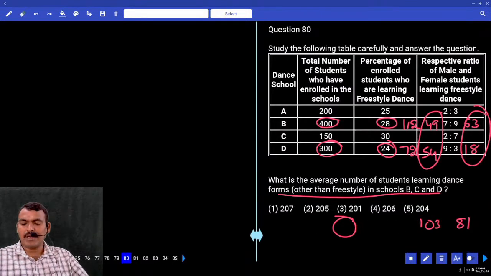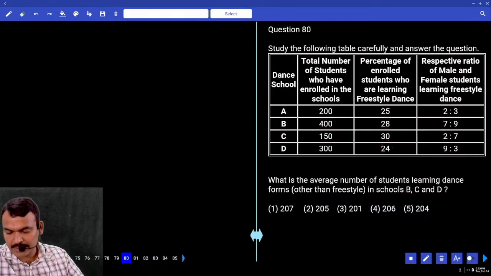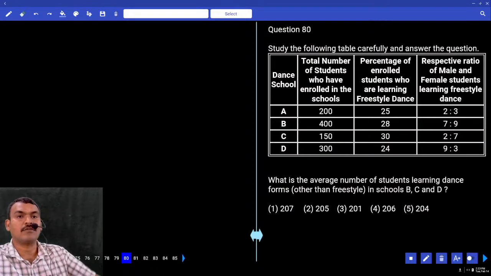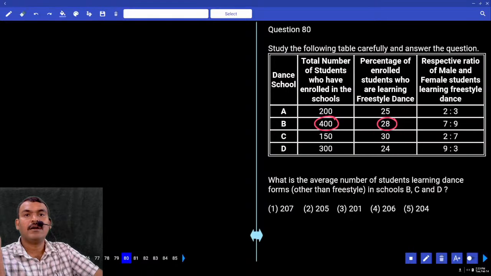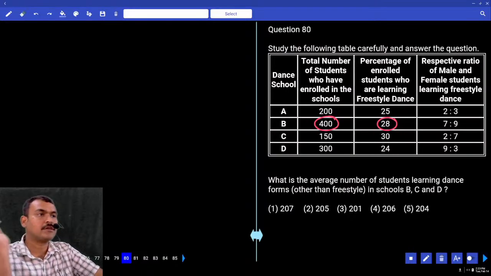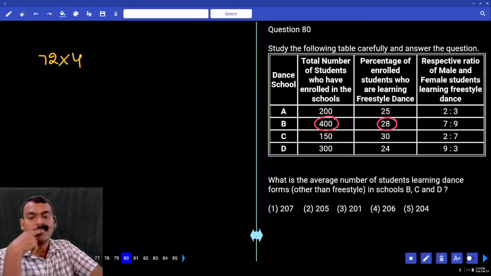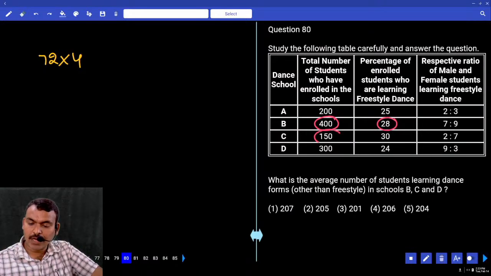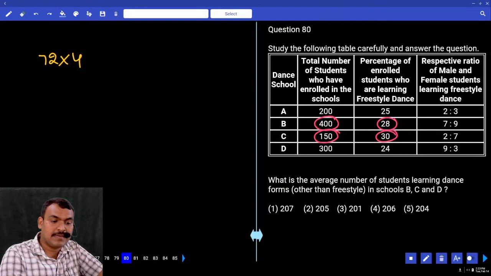What is the average number of students learning dance forms other than the freestyle? Other than the freestyle in schools B, C, D. Out of 400, 28% are freestyle. Remaining 72%. 72% of which one? 400. Means we write 72 into 4. Next, in C, out of 150, 30% are freestyle. Other than the freestyle, 70% of which one? 150. Nothing but 7 into 15.